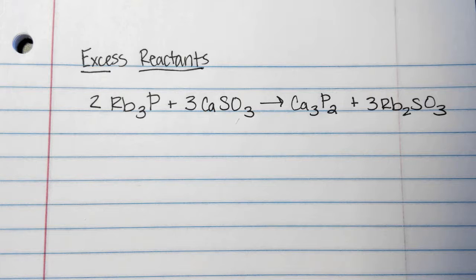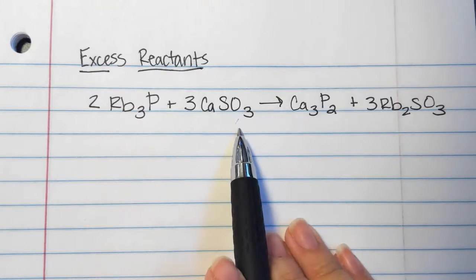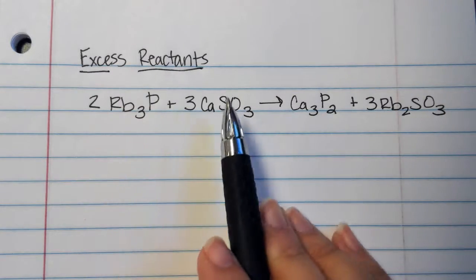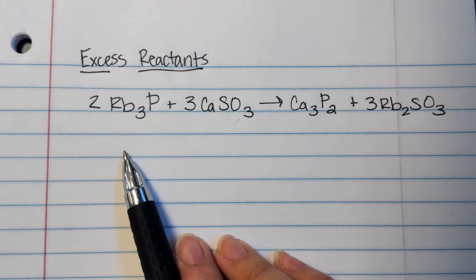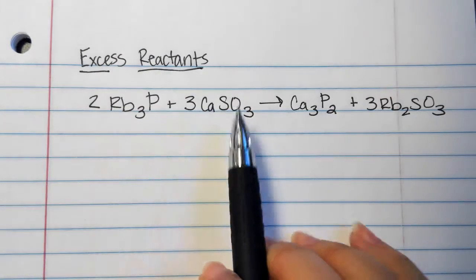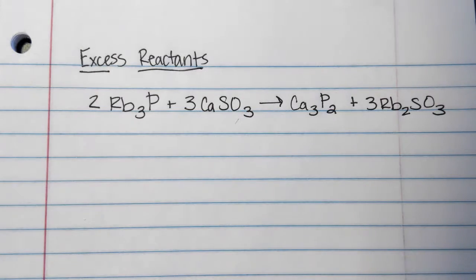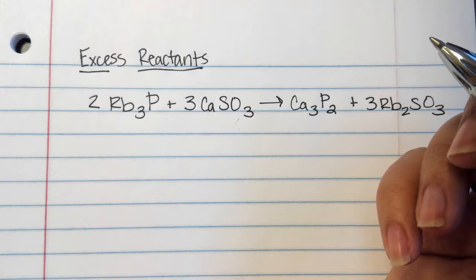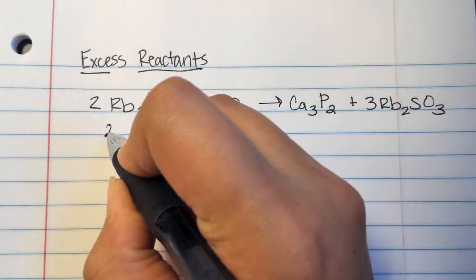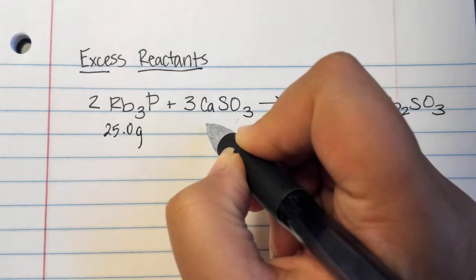So first off, when we are working with excess reactant, remember, excess is what we have left over in the reaction. So whenever we're doing a reaction, one is limiting usually and one is in excess. So limiting gets used up first and the excess is what's left over after it reacts with our limiting reactant. So first off, with this example, it gives us 25 grams of each reactant are mixed. So I'm going to put 25 grams under each.